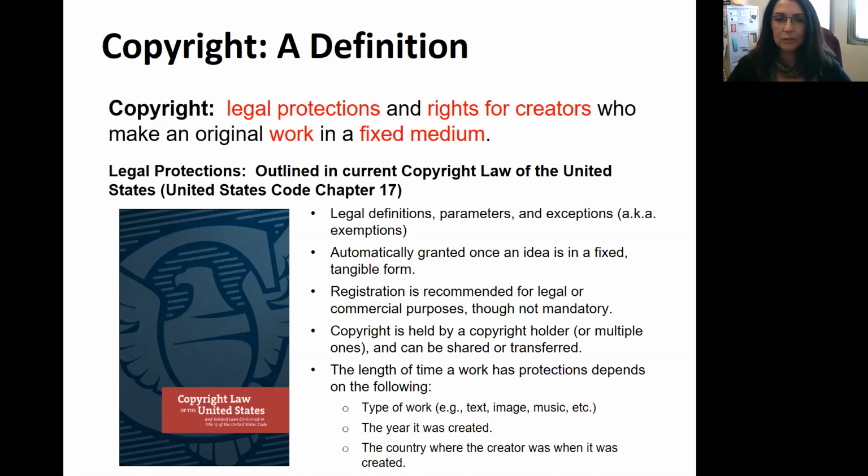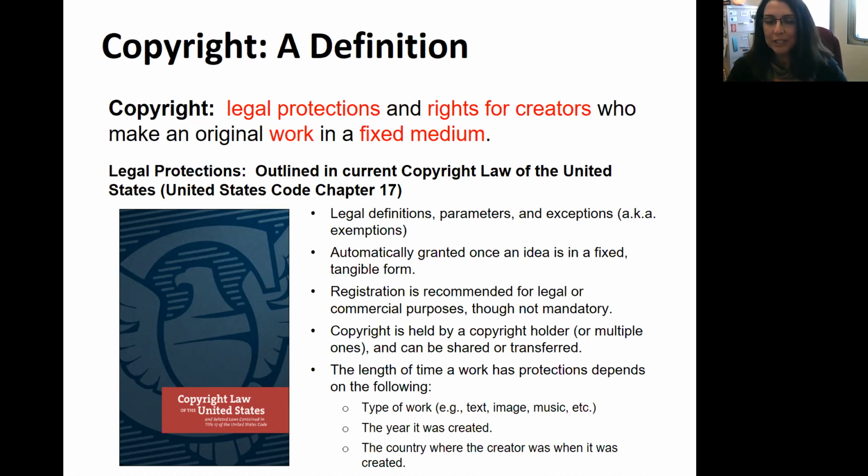And finally, what I wanted to cover for the legal protections is that the length of time a work has protection depends on the following. A textual work will have a certain period of time where it has copyright protection, but music will have a different span of time, and that has to do with the law. We're not going to cover that right now, but I wanted to make you aware that the type of work will determine how long it has copyright protection.